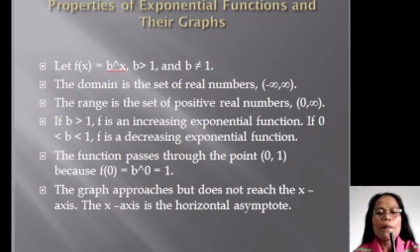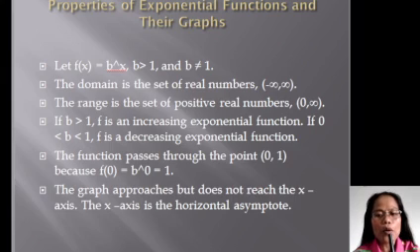Okay, these are the properties of exponential functions and their graphs. Number 1, let f of x is equal to b to the power of x, where b is greater than 0 and b should not be equal to 1. Number 2, the domain is the set of real numbers from negative infinity to positive infinity. Number 3, the range is the set of positive real numbers, 0 to positive infinity.